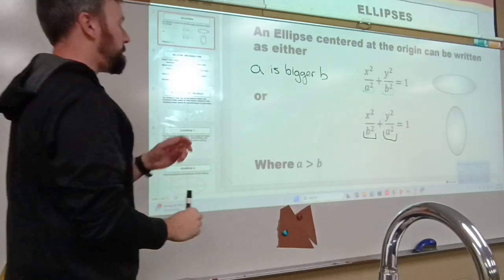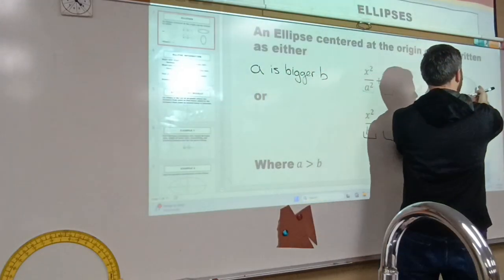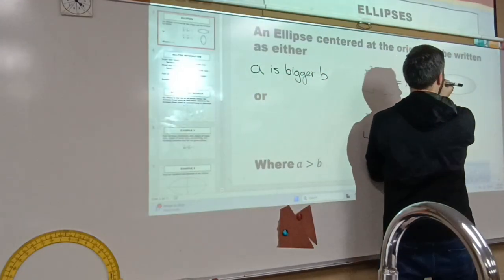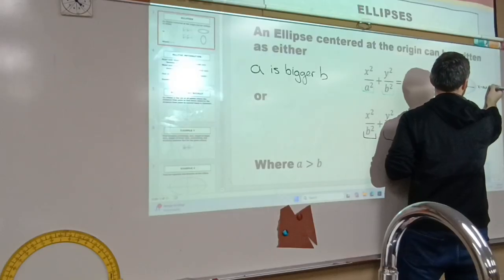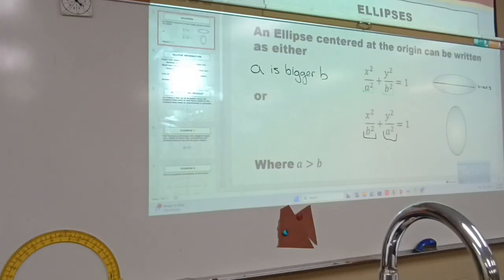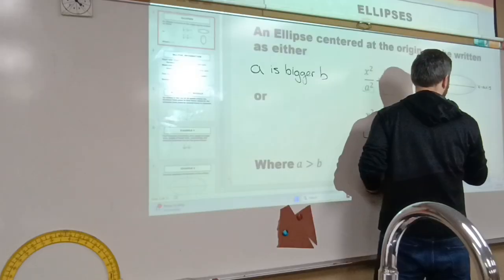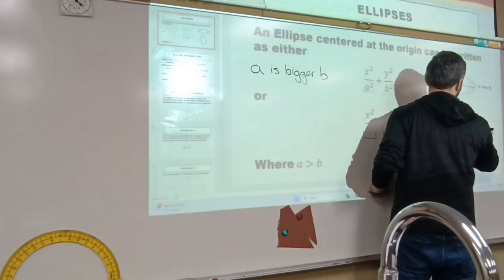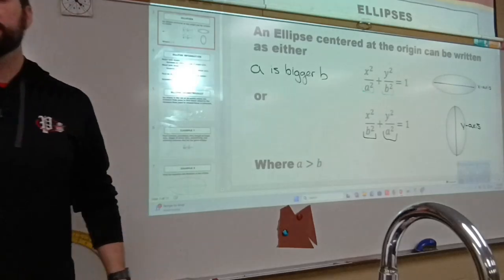Okay? If the bigger number's under your x, your ellipse looks like that because what axis is this? The x-axis. So if the bigger number's under your x, it's bigger on the x-axis. That's an important fact number one. Okay? If the bigger number's under your y, it's bigger across the y-axis. Okay? If you know that, that's half the battle with these.